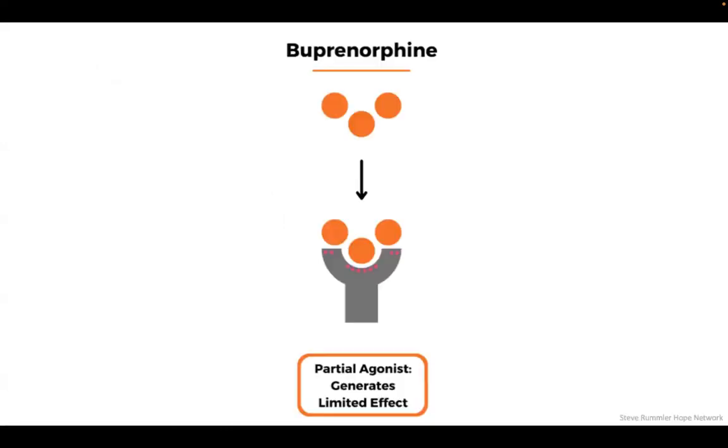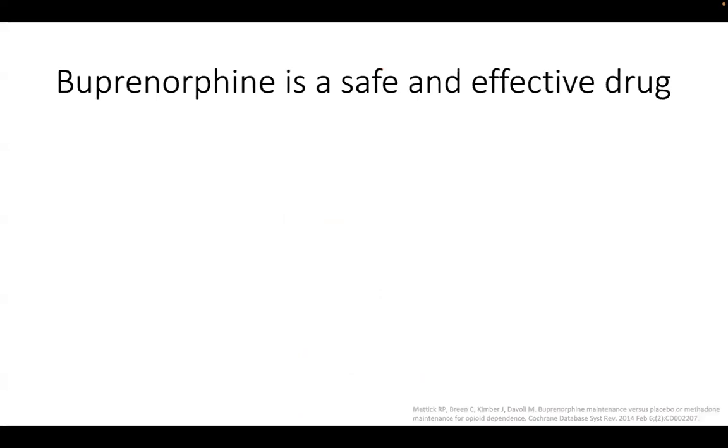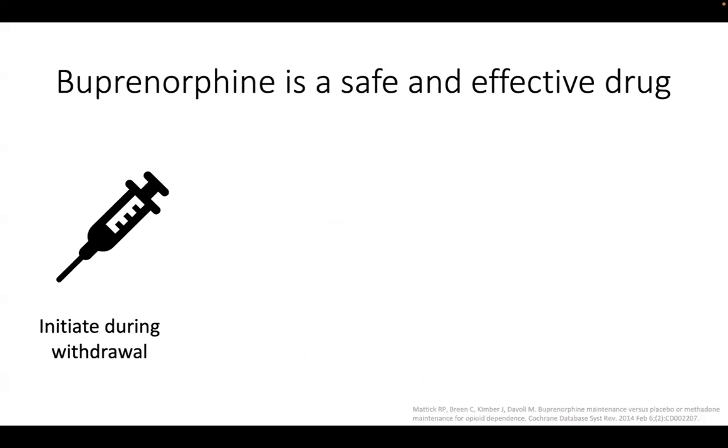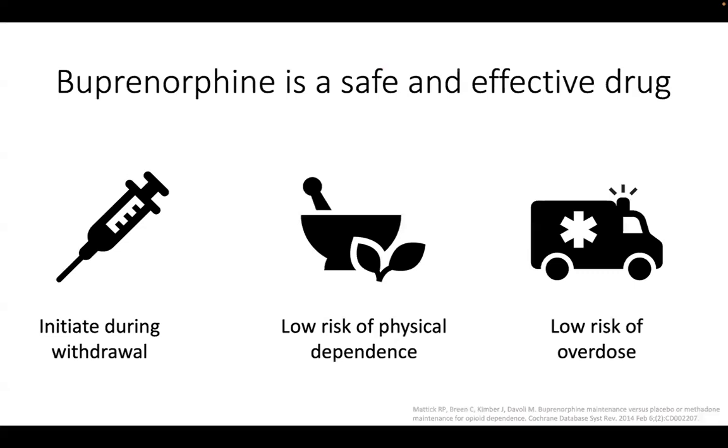You may recall from your medical training that buprenorphine is a mu-opioid receptor partial agonist. The drug binds to the opioid receptor, generating only a limited effect, which in turn is what makes buprenorphine a very safe and effective drug. It can be initiated within a few hours of opioid withdrawal to relieve symptoms. It also has a low risk of physical dependence and a low risk of overdose because it is a partial rather than a full agonist of the mu receptor. Plus, when buprenorphine is combined with naloxone, which is the antidote for an opioid overdose, it becomes even safer.